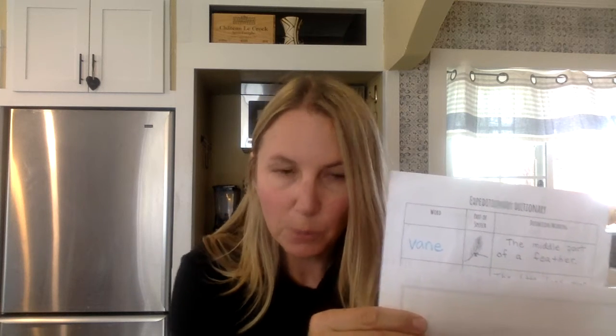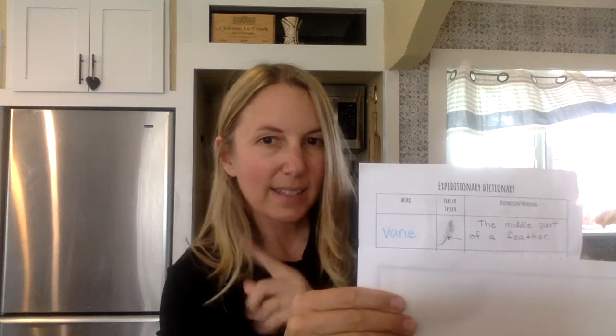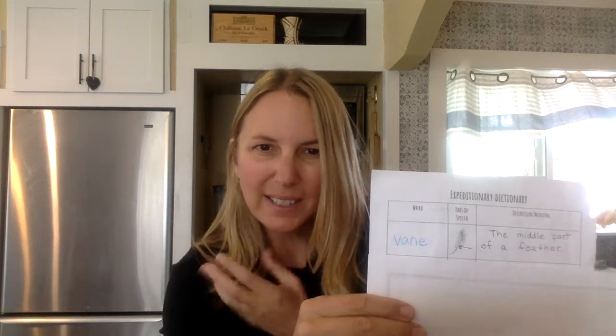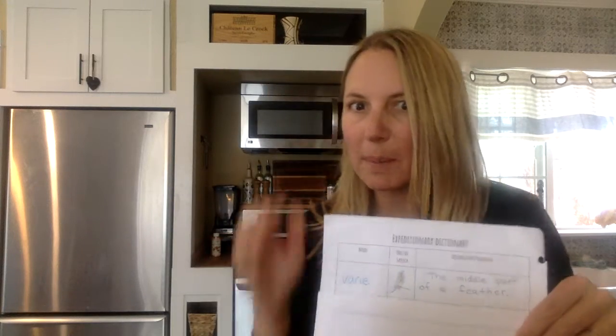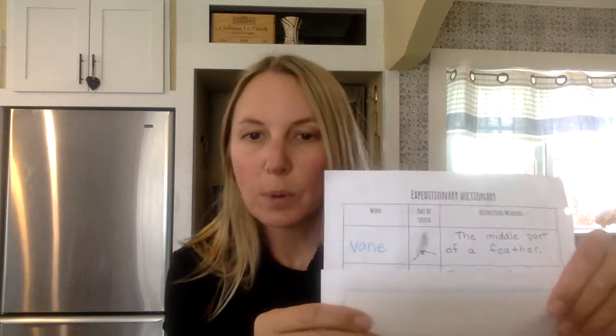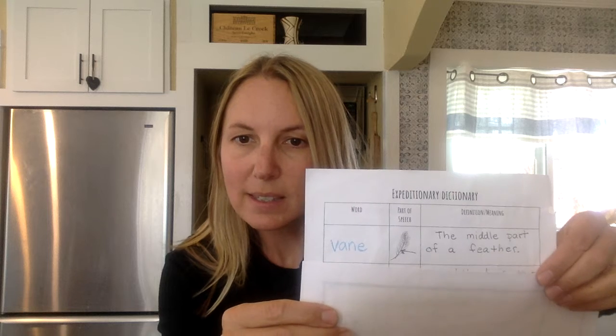V-A-N. There are other ways to spell the word vein. The vein that goes into our bodies has a different spelling to it, but it's kind of the same thing. It goes through the middle and it's got other things branching off from it. So when we're talking about a bird, though, the vein is spelled V-A-N-E. And here I put what it means. It's the middle part of a feather.